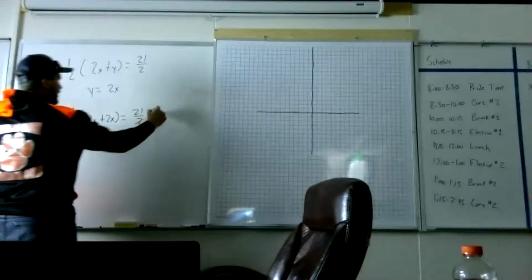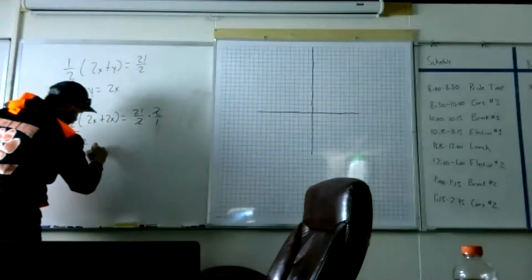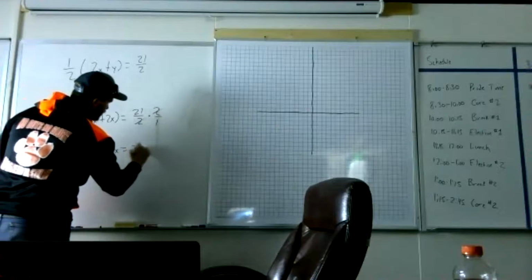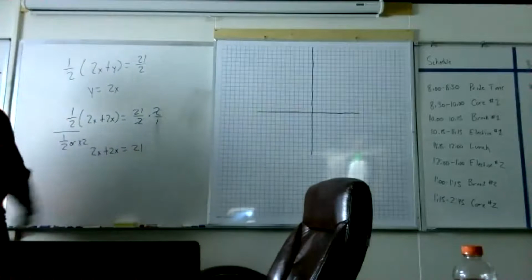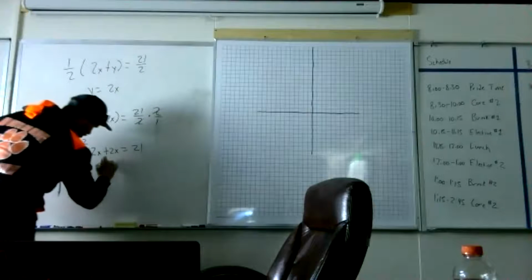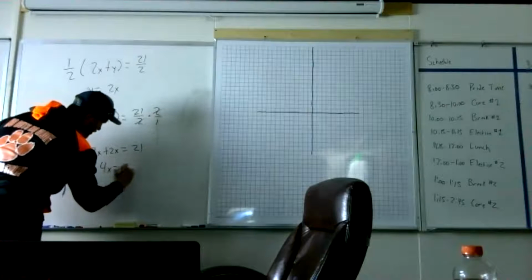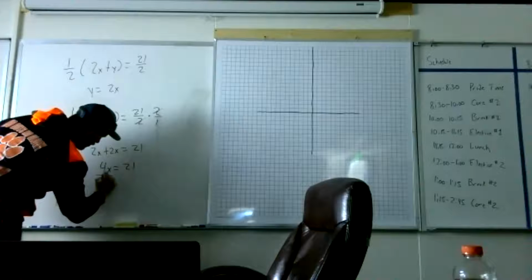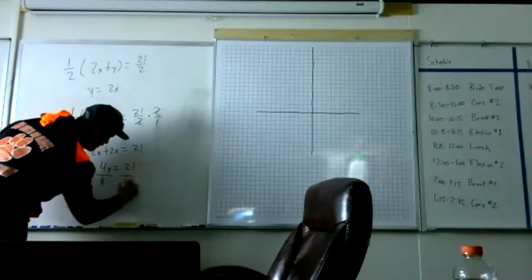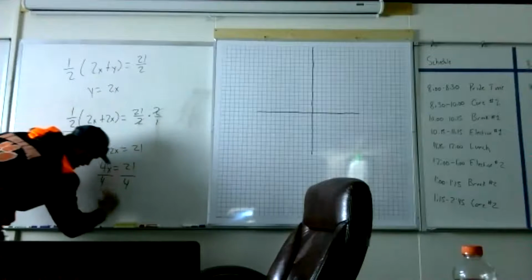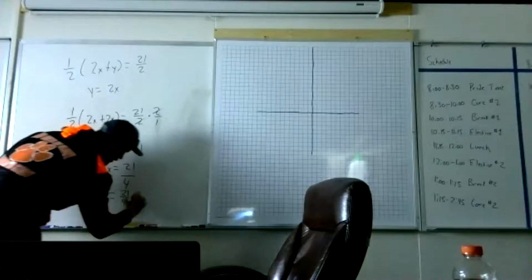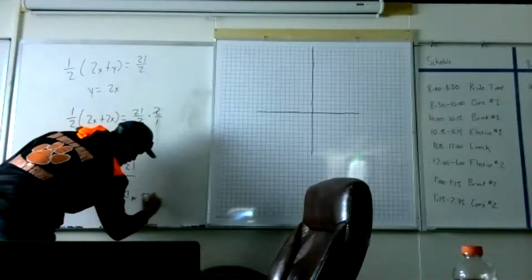So those are going to cancel out, and we're going to be left with 2x plus 2x is equal to 21. We'll combine our like terms to get 4x is equal to 21. And then we will divide by 4 on both sides to show that the value of x is equal to 21/4, or 5.25.